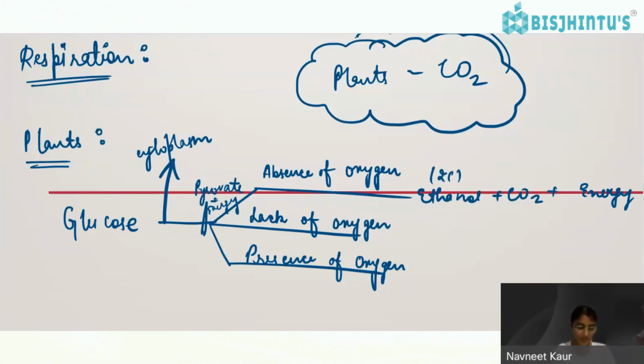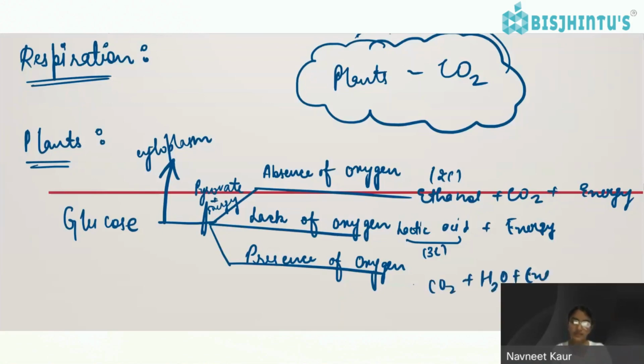If we talk of the second case, it produces lactic acid plus energy. And lactic acid, you need to remember, is a 3 carbon molecule. And in the case of presence of oxygen, it leads to the formation of carbon dioxide and water plus energy. Okay, so it is in case of plants and it is a very important flow chart, I can say.